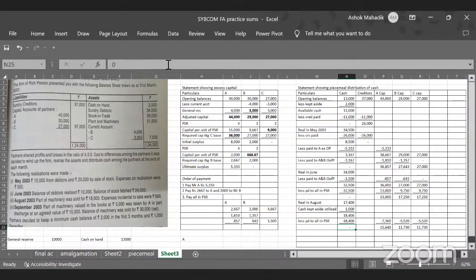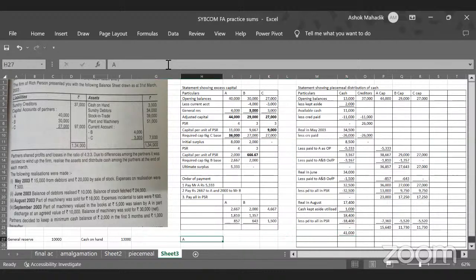Remember this. If any asset is taken over by a partner for any value, for piecemeal distribution, you have to consider it as cash received from that partner for that asset. So cash realized from that machinery is 10,000. Another balance machinery is sold for 30,000. So 40,000 and 1,000, the balance we had kept aside at the beginning. So in total, 41,000 cash is available. I'll show it together. 41,000 is the net cash.